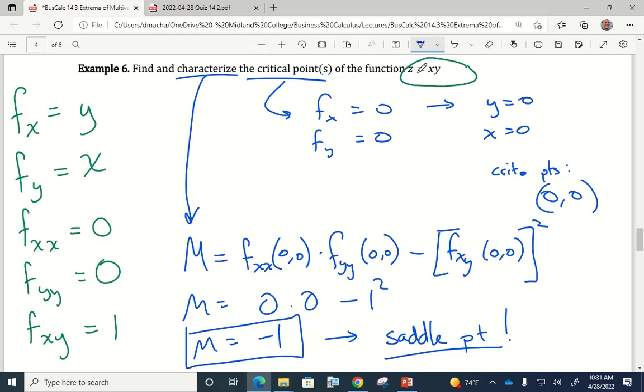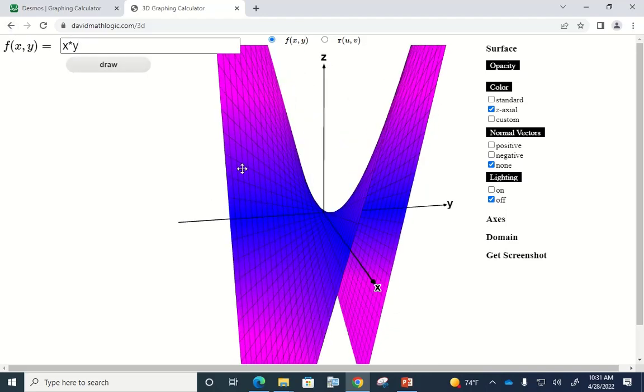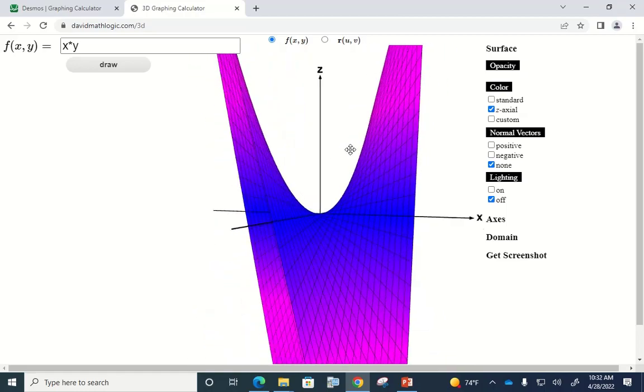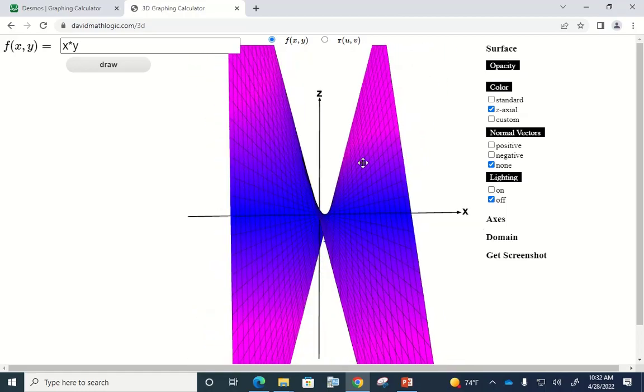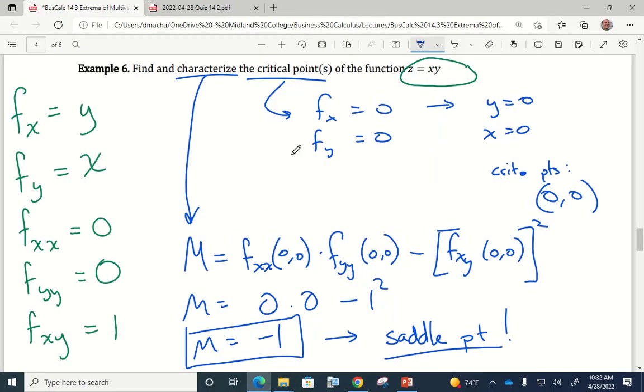So what do we get if we plot x times y? Sure enough, that's definitely a saddle point. Okay.